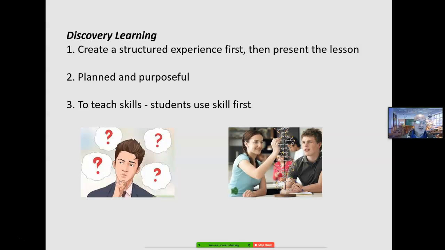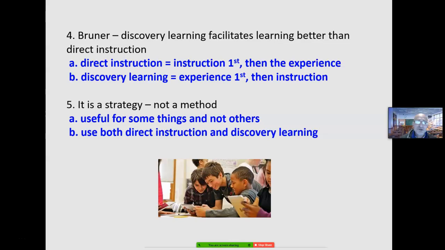Now, to teach a skill using discovery learning, they mess about first using the skill. They would discover some stuff. Then you give them specific input so it makes more sense. If you mess about first, you get a sense of the whole, and then what you teach makes a little bit more sense. That's discovery learning.